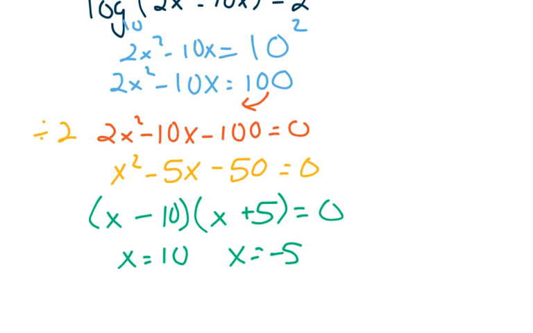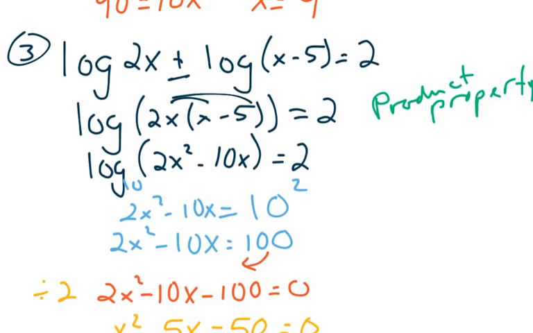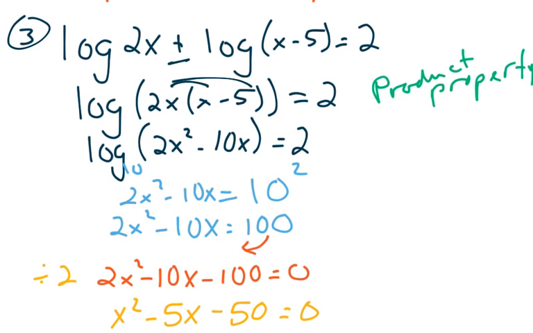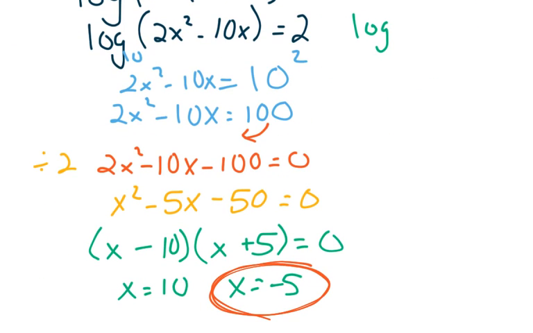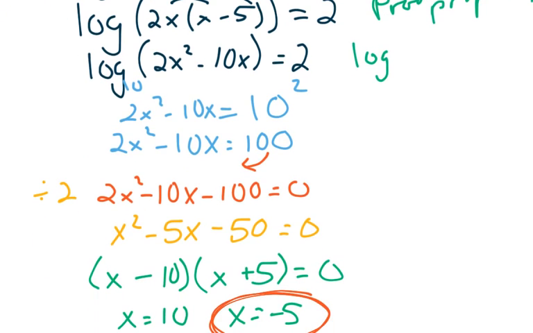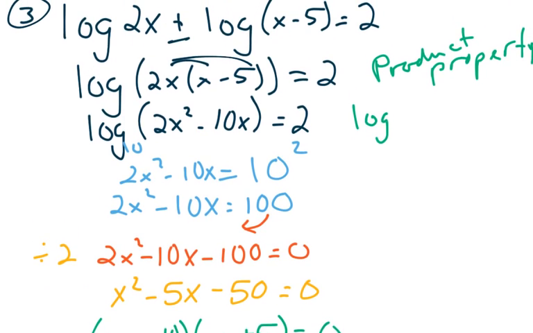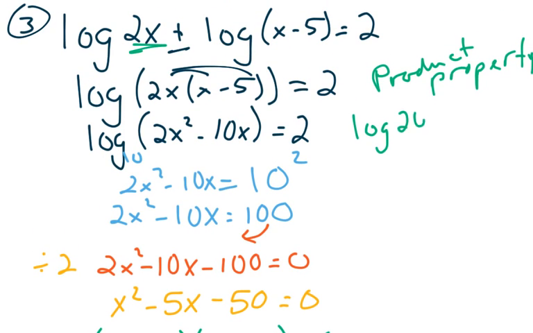If you get a negative answer, chances are that you are probably going to have extraneous solutions. Okay, we can't take the logarithm of a negative number. But we can go back and check. So I'm going to use the original equation here. We're going to start by checking 10. 2 times 10, we're going to put it right back in here. 2 times 10 is 20, plus the log of 10 minus 5, which is 5. And we're going to see if that's equal to 2.